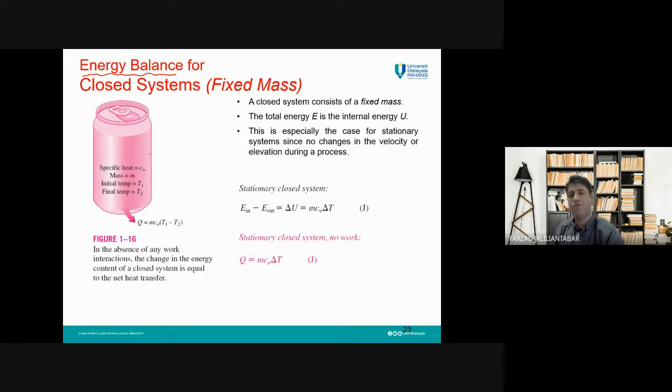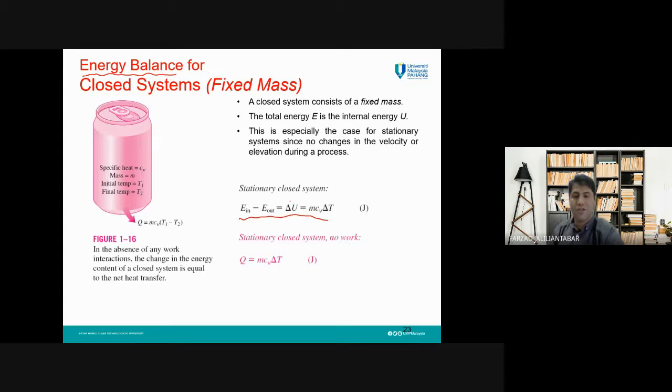And after a while, due to the temperature difference between this can and the surroundings, which is at 30 degrees Celsius, the temperature of the can or the fluid in the can will increase until it reaches the same temperature as the environment. So we have a closed system, with heat transfer from the surroundings to this system. If we want to write the energy balance equation for this closed system, we will have an equation like this: E in minus E out equals delta U.